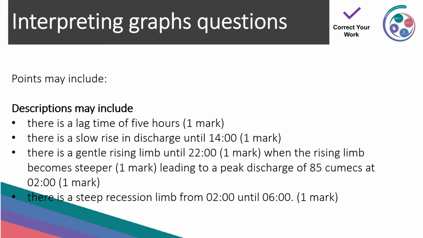So there's a gentle rise in limb until about 2200. When the rise in limb becomes steeper, leading to the peak discharge around 85 cubics at 0200. So that's 2 o'clock in the morning. So that's how they would look for you to illustrate those two things coming together.